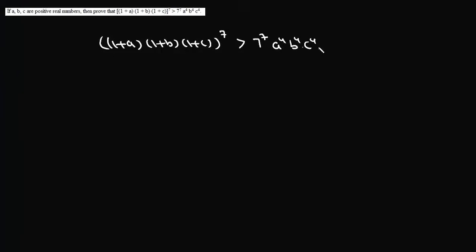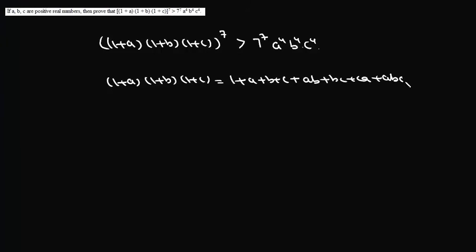(1 plus a)(1 plus b)(1 plus c) whole to the power 7 is greater than 7 to the power 7, a to the power 4, b to the power 4 and c to the power 4. Now if we look at this left hand side, then we have (1 plus a) into (1 plus b) into (1 plus c), which we can write as 1 plus a plus b plus c plus ab plus bc plus ca plus abc.